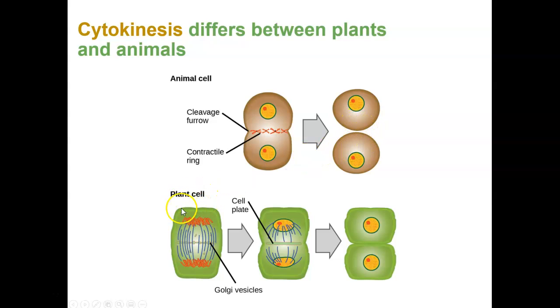Whereas in plant cells, because they have this cell wall, they can't really pinch in. So once we have our chromosomes separated into 2 sides, then as we enter into telophase and reform our nucleus, we're going to start to form a cell plate. And this cell plate is going to grow from the middle to the ends, eventually separating the 2 cells. So animal cells and plant cells have a different cytokinesis.